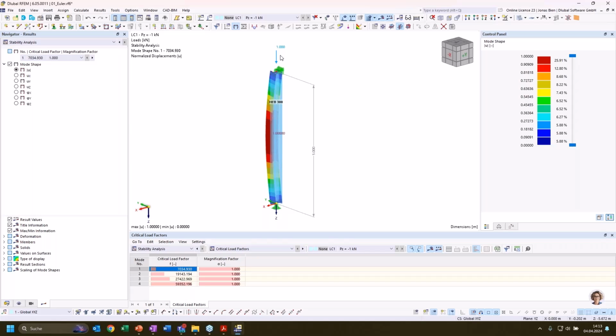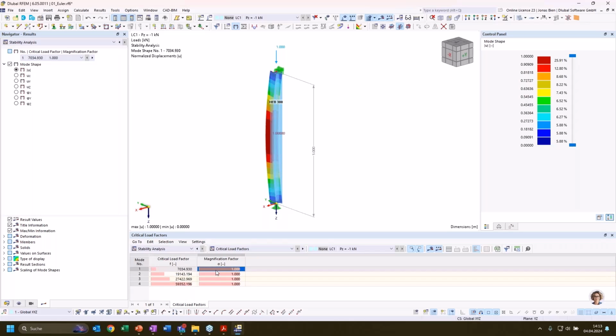collapse due to instability. So if I would increase the unit load of 1 kilonewton up here up to 7,035 kilonewton and run a second order analysis, my system would become unstable and I would get an error message saying me that. So I can read these critical load factors here.